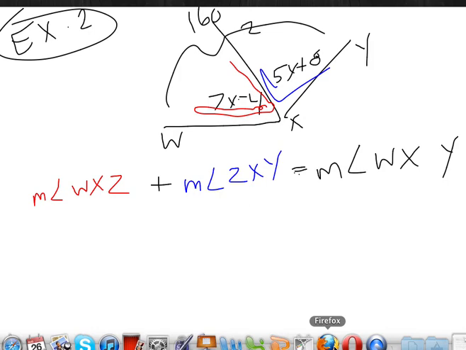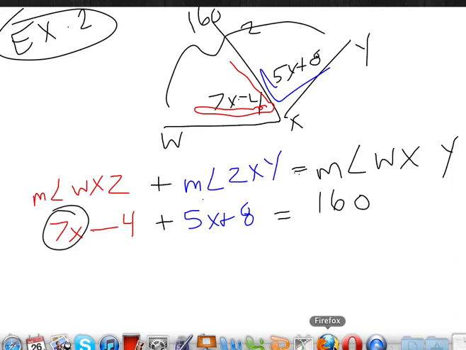Next, what we're going to do is we're going to substitute what we know. So we know that WXZ is 7x minus 4. So I'm going to write 7x minus 4 plus 5x plus 8 equals 160. Next, what we want to do is we want to do our algebra. So we need to combine our like terms. And if we combine 7x and 5x, we get 12x. And negative 4 and positive 8 come together to make positive 4, all together equaling 160 degrees.